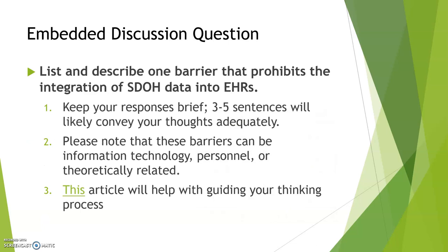So the embedded discussion question is: list and describe one barrier that prohibits the integration of social determinants of health data into EHRs. Number one, try to keep your response as brief as possible. I think 3 to 5 sentences should be sufficient to convey your thoughts on what is one of the barriers for integrating SDOH, and also to describe why that's a barrier.